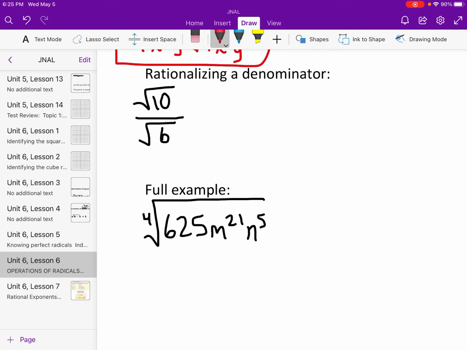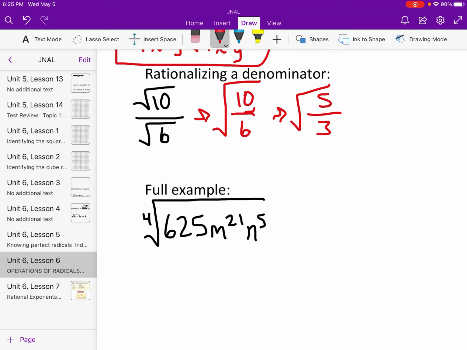But we don't need to do that yet. We can change this to this. That's one rule we know. We can just do this. And we know 10 over 6 simplifies to 5/3.